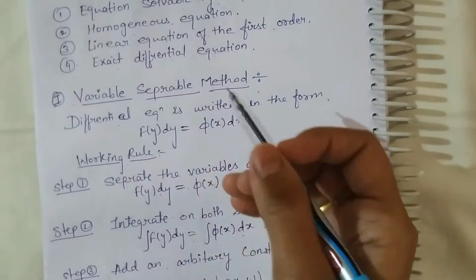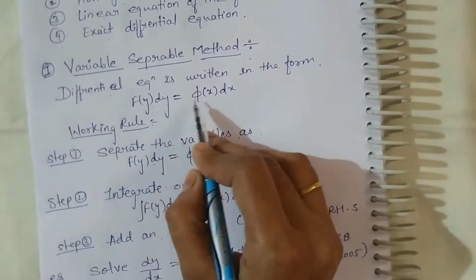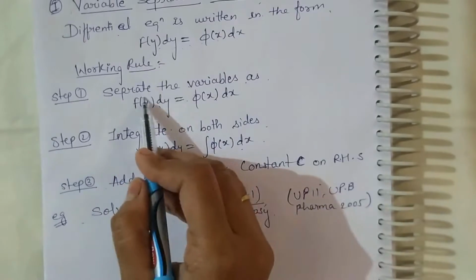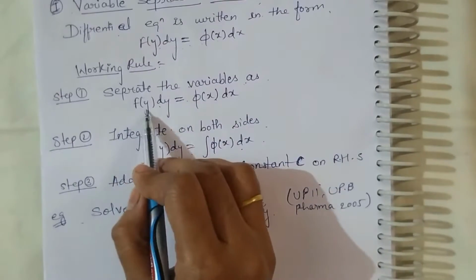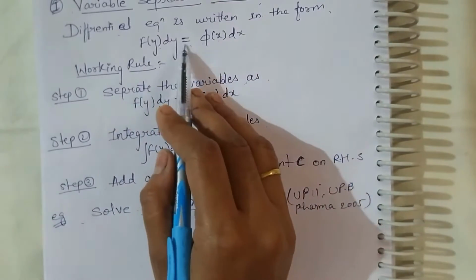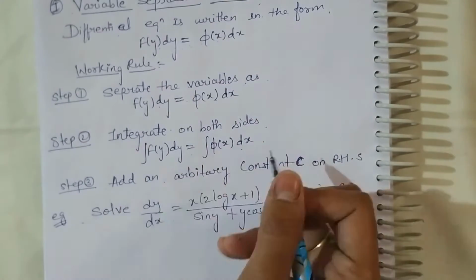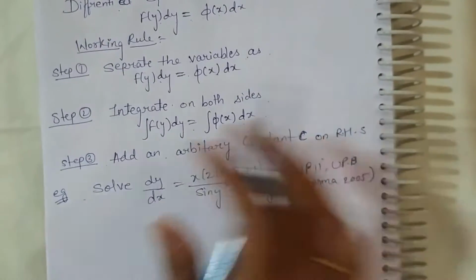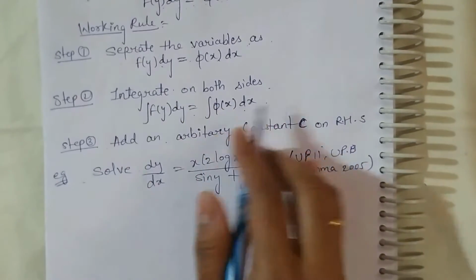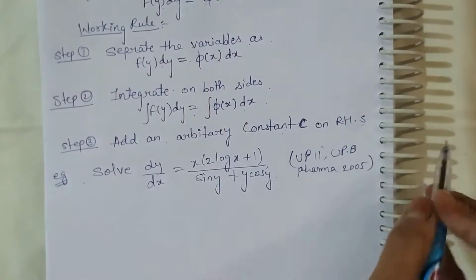In this method, the differential equation is written in the form f(y) dy equals phi(x) dx. Now the working rule. Step one, separate the variables: we put the y terms on the left hand side and the x terms on the right hand side. Step two, integrate on both sides. On integration, whatever we get, we add an arbitrary constant on the right hand side.